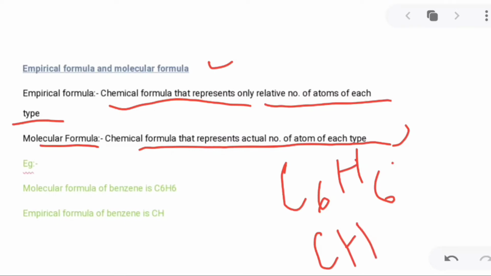So in this empirical formula we are just seeing the relative number of atoms of carbon and hydrogen with respect to each other. But in the molecular formula we are seeing the actual number of atoms, that is 6 atoms of carbon and 6 atoms of hydrogen. Now there are some steps which you must follow to determine these two chemical formulas. Okay, now let's see those steps.